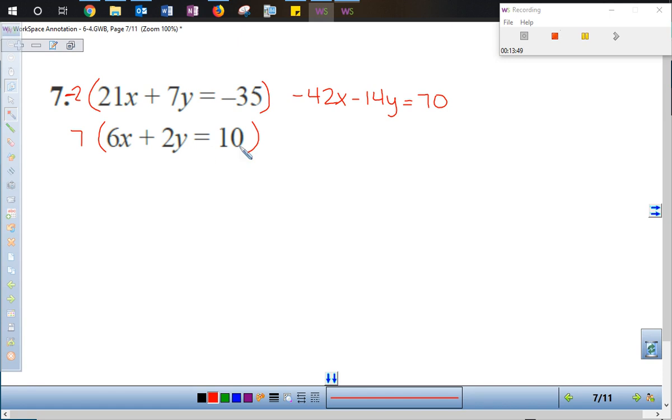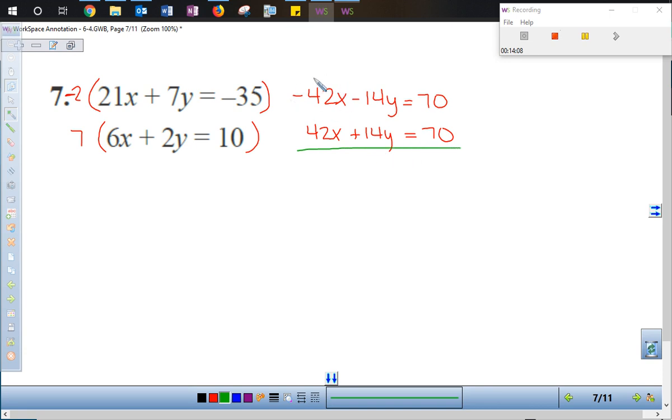Now, if I distribute the 7 in my lower equation, 7 times 6x gives me 42x. 7 times 2y gives me 14y, and 7 times 10 gives me 70. Now let's add these two equations together and see what I get.